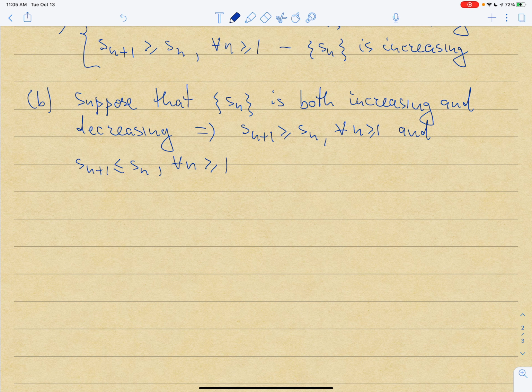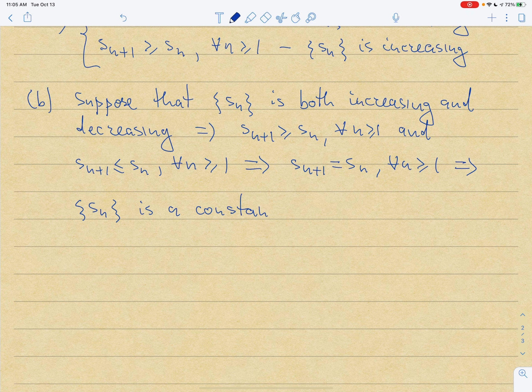But if Sn+1 is less or equal than Sn and greater or equal than Sn at the same time, therefore we can conclude from this that Sn+1 is equal to Sn, and that is for any n greater or equal than 1. And so this means that what we deal with is going to be a constant sequence. So therefore, Sn is a constant sequence, right, because we just discovered that all terms of the sequence are equal to each other.